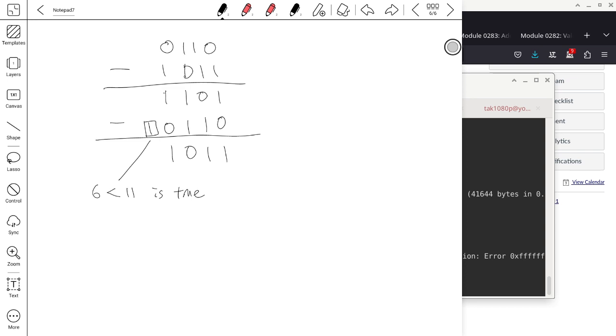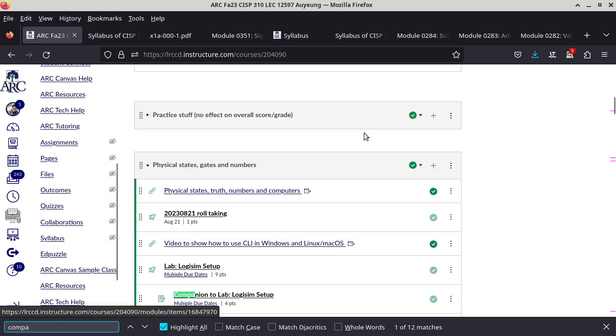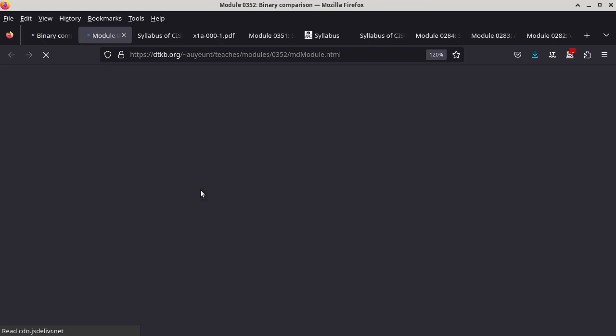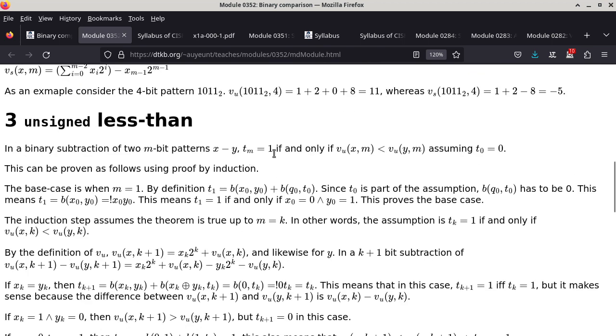Are we doing okay so far? The module actually has that conclusion as well. Let me switch to the module so that you know where it is coming from. We have so much stuff that I'm going to use a search here. Comparison, there we go. We are now talking about binary comparison, and the first one is unsigned less than. This is telling you exactly the same thing, except we're talking about M bits. T of M is 1, the 1 bit hanging out on its own, if and only if the unsigned interpretation of X using M bits is less than the unsigned value interpreted from Y using M bits. So we have confirmed that.